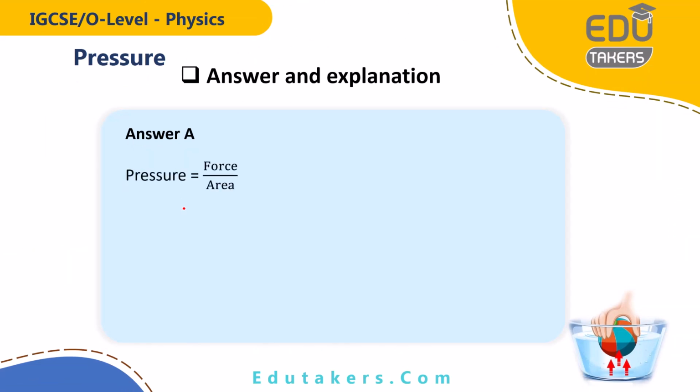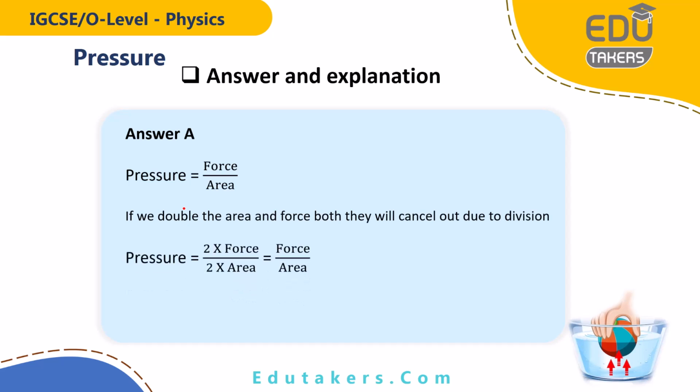You know that pressure is equal to force per unit area. If we double the area and force, both will cancel out due to the division. So just put here 2 times force and 2 times area, you get the previous formula for the pressure. It means that for A, the pressure does not change, it remains the same. So after that, I can simply say that answer A is correct.